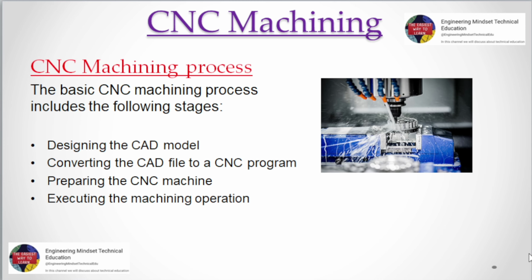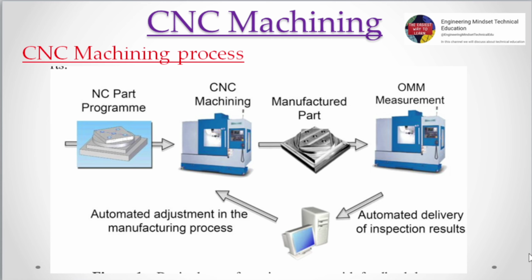CNC machining process. The basic CNC machining process includes the following stages: designing the CAD model, converting the CAD file to a CNC program, preparing the CNC machine, executing the machining operation.